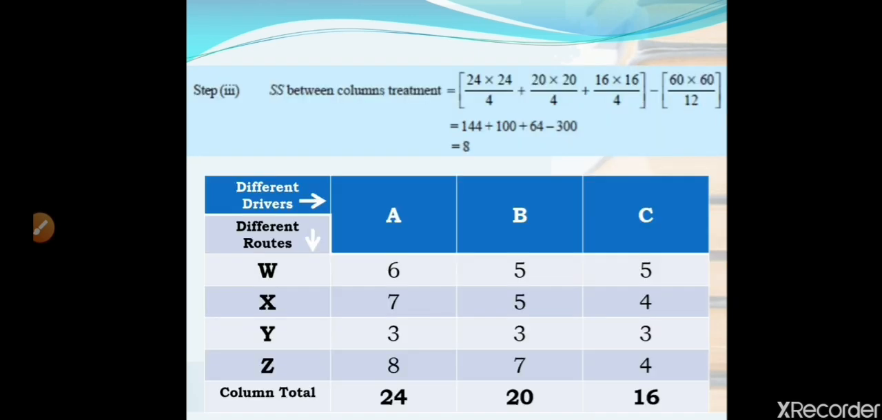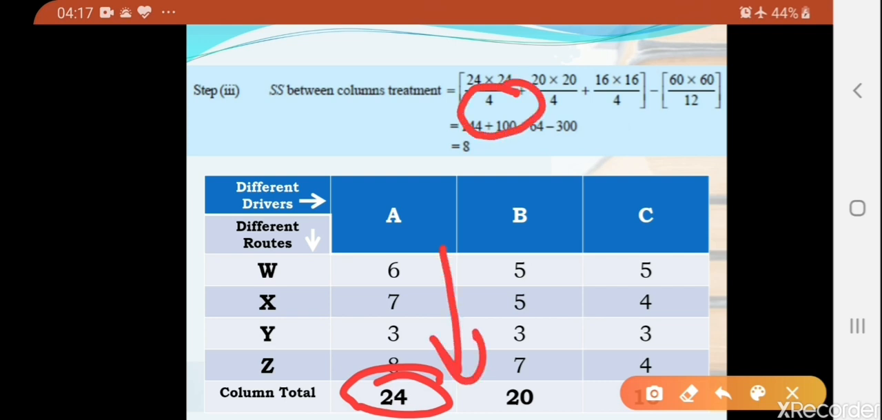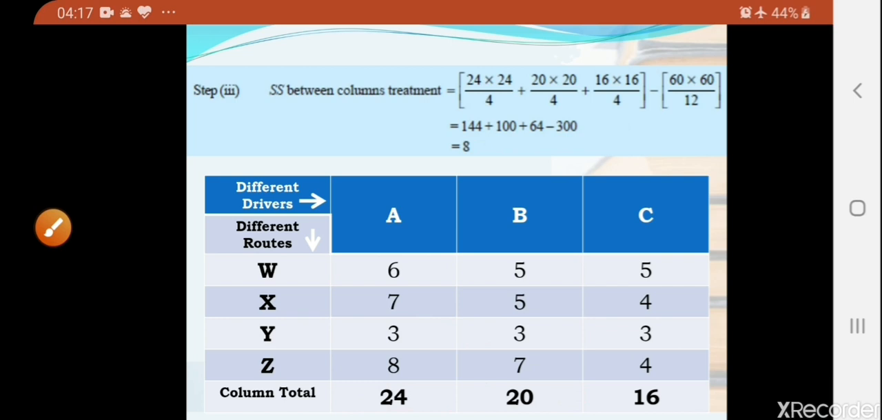Then the third step is SS between column treatments. Between column treatments, we have to take the square of the column total divided by the number of items in a column. So 1, 2, 3, 4. There are 4 items, and the first column is 24 square by 4, second is 20 square, and third is 16 square by 4, minus correction factor. So SS between columns comes out to be 8.